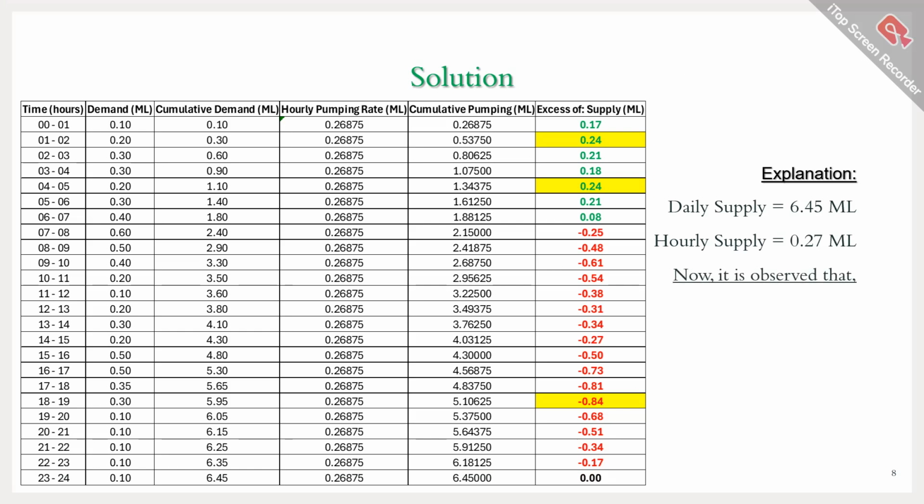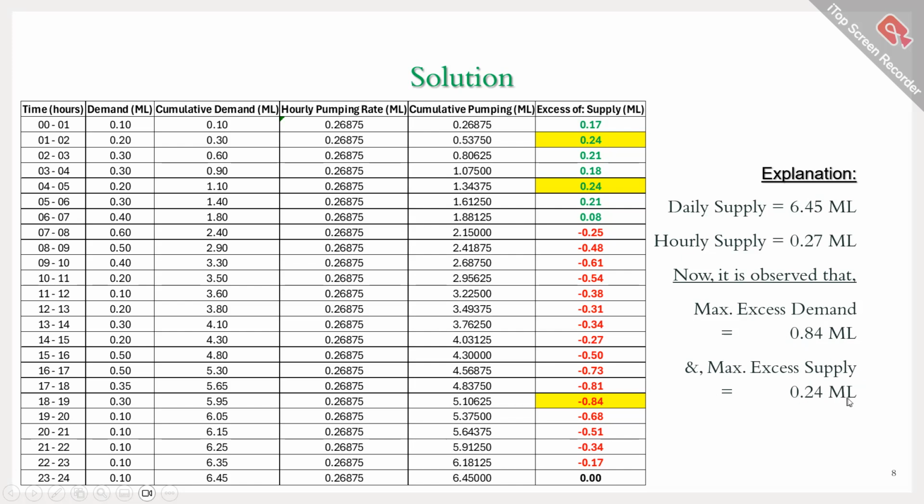Now it is observed that the maximum excess demand is 0.84 ml. If you observe the red colored data, you will see the maximum negative value we can get is at the 19th hour, that is 0.84, which we have calculated here. So the difference between the cumulative demand and the cumulative supply can go maximum up to this level.